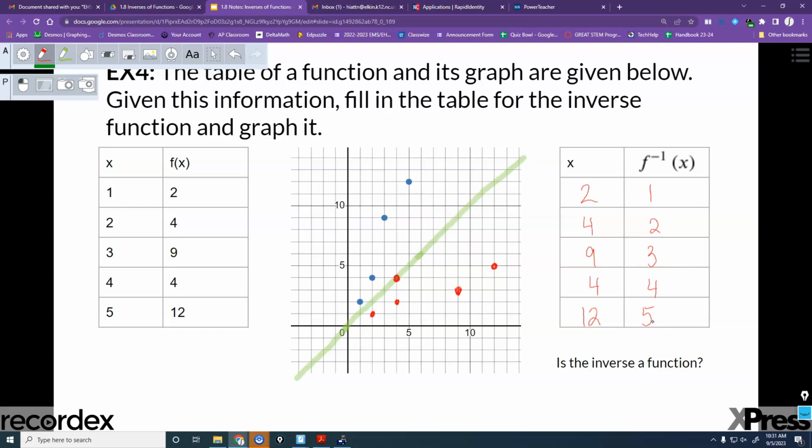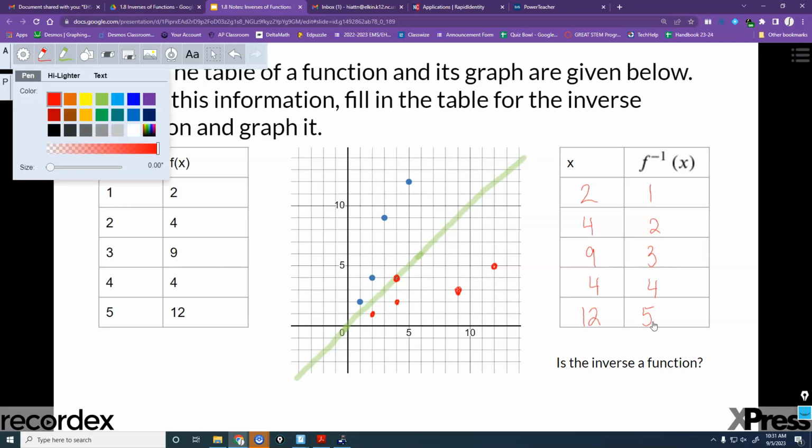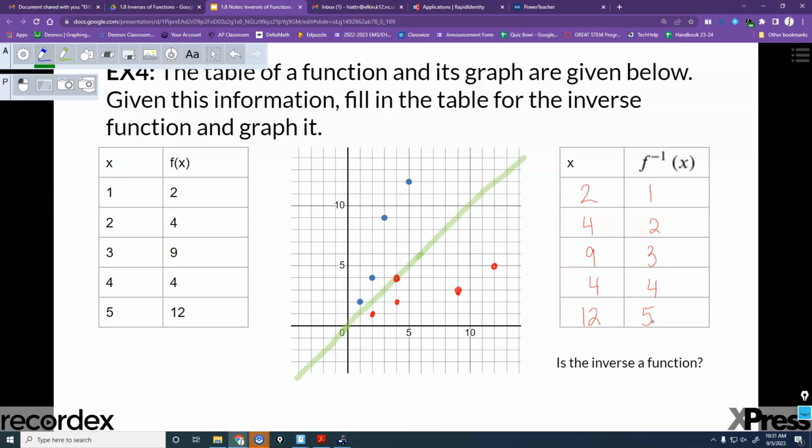Okay, it does ask us this question, is our inverse a function? The red dots. Did they pass the vertical line test? No. I can either tell because right here we do not pass the vertical line test, or I can tell because in my x values I've got a 4 here and a 4 here. Was my original a function? It was a function, right? So just because your original is a function does not guarantee your inverse is going to be a function.